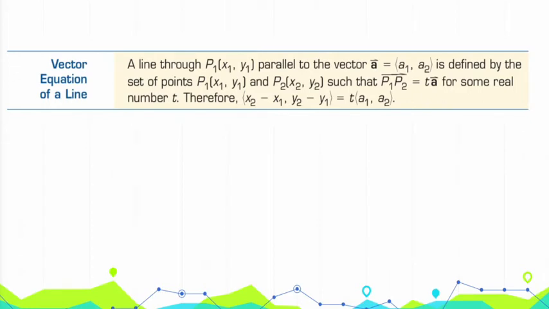All right, so a line through some point P1 parallel to the vector A is defined by the set of points P1 and P2 such that vector P1P2 equals t times A for some real number t. What that means is that you have the 2 points, you get the vector from those 2 points, and set that equal to t times vector A.